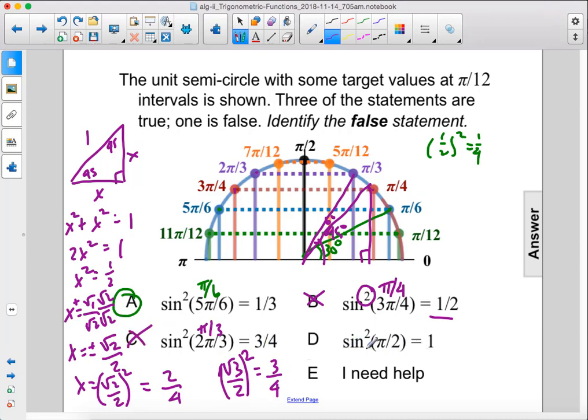And here, what is the sine of pi over 2? Well, pi over 2 has the longest possible bar here, this line. That is 1. So the sine of pi over 2 is 1, squared is still 1. That is also true. The answer here is A.